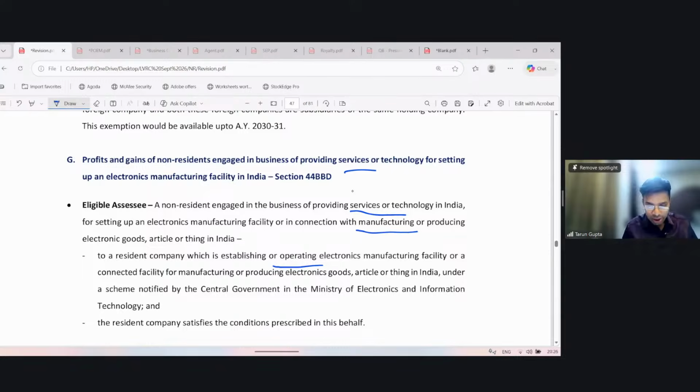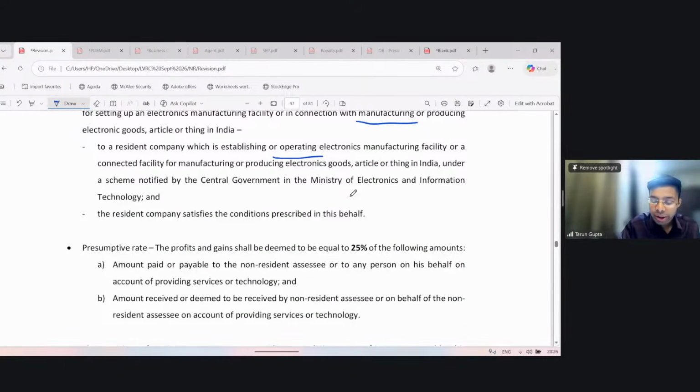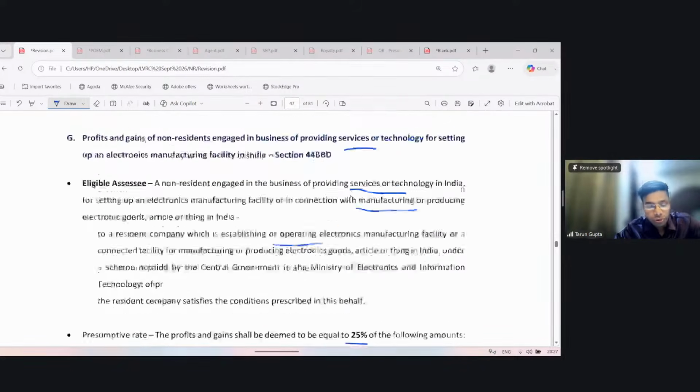Right? So in such case, 25% of the receipts are treated as profit. The presumptive rate: the profit and gain shall be deemed to be equal to 25% of the following amount. The amount paid or payable by a non-resident assessee or to any person on his behalf on account of providing service or technology, or the amount received or deemed to be received in India by the non-resident assessee on account of providing service or technology.